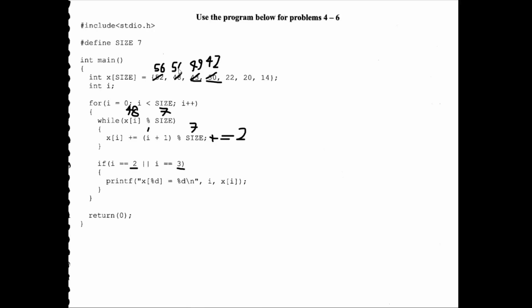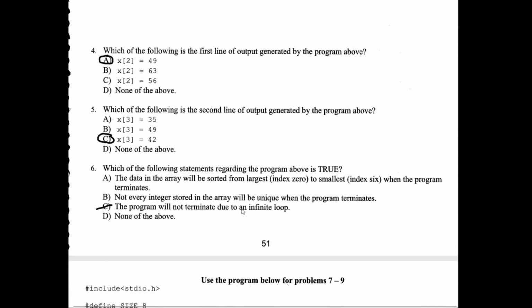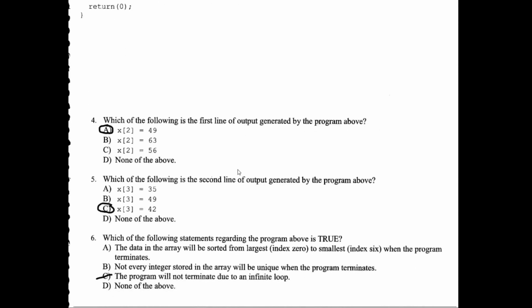So now if we go down to 6, it asks, what of the following statements regarding the program above is true? And B states, not every integer stored in the array will be unique when the program terminates. And we just saw that the first element and the second element will be the same. So B is in fact true.